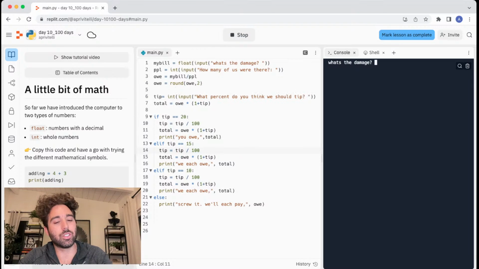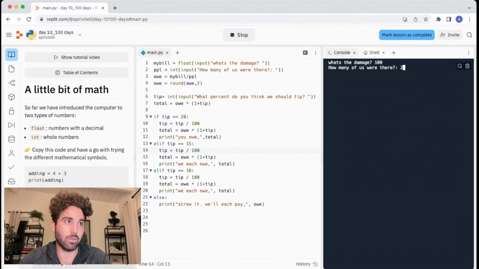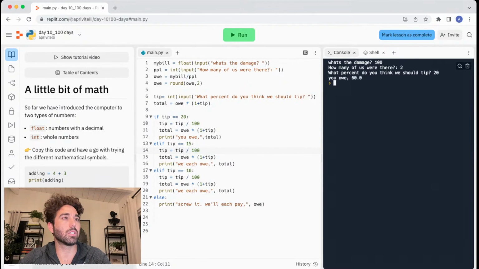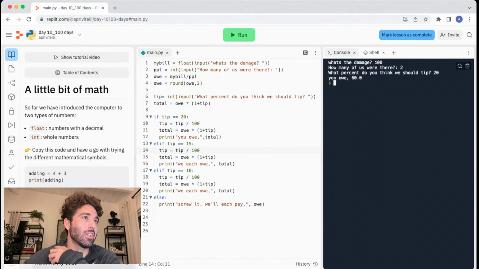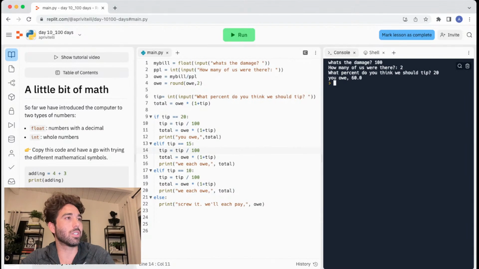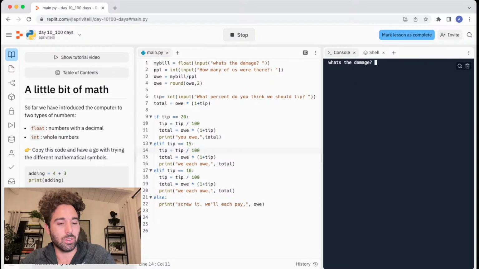Okay, let's just make the math simple. $100. How many of us were there? There was 2. What percent do you think we should do, 20? You owe $60. Right? 120 divided by 100. Okay, let's do that again. What's the damage? 100. 2.